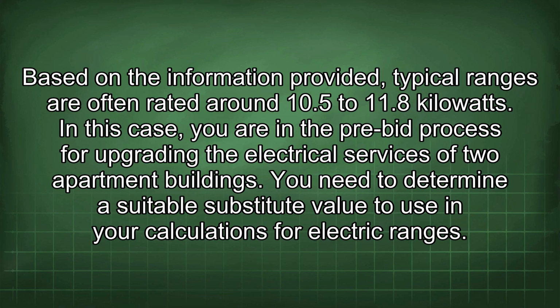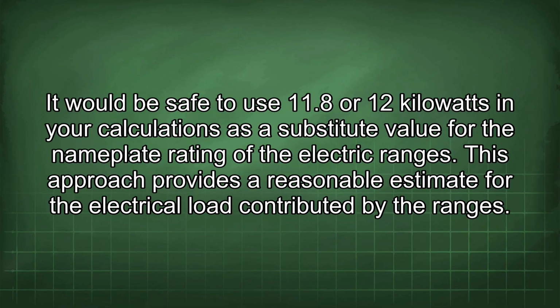In this case, you are in the pre-bid process for upgrading the electrical services of 2 apartment buildings. You need to determine a suitable substitute value to use in your calculations for electric ranges. It would be safe to use 11.8 or 12 kilowatts in your calculations as a substitute value for the nameplate rating of the electric ranges. This approach provides a reasonable estimate for the electrical load contributed by the ranges.